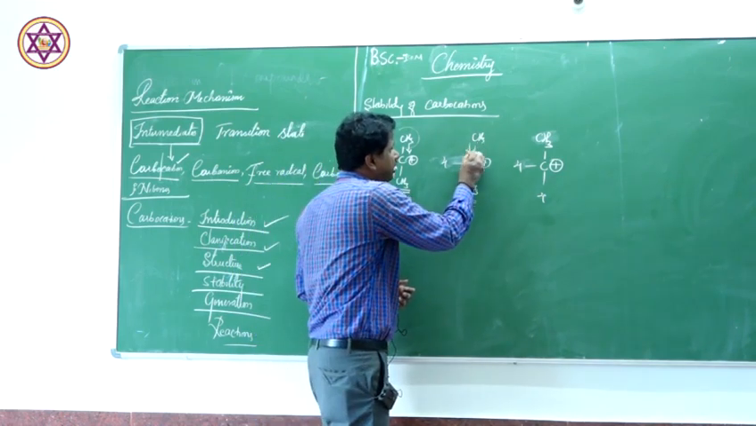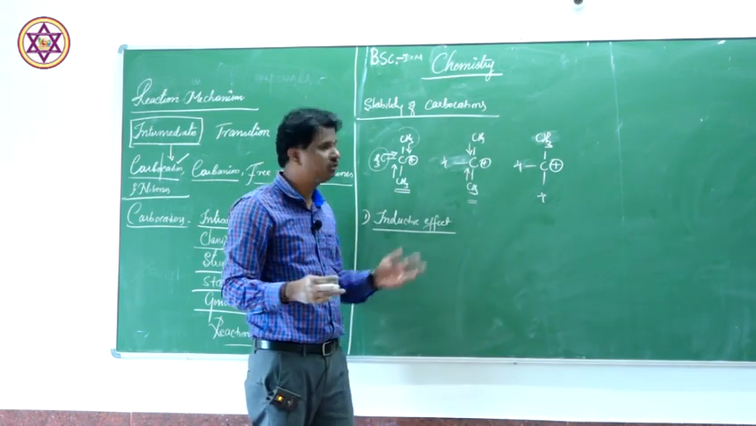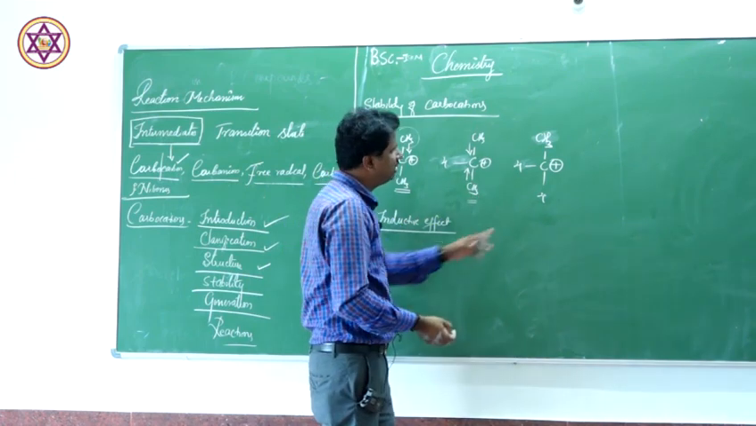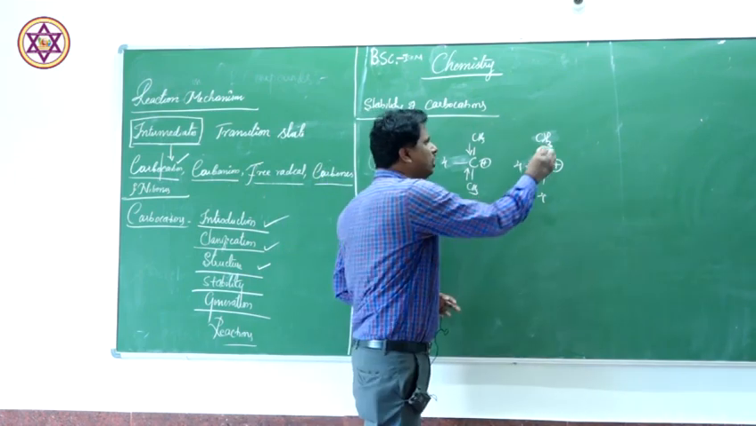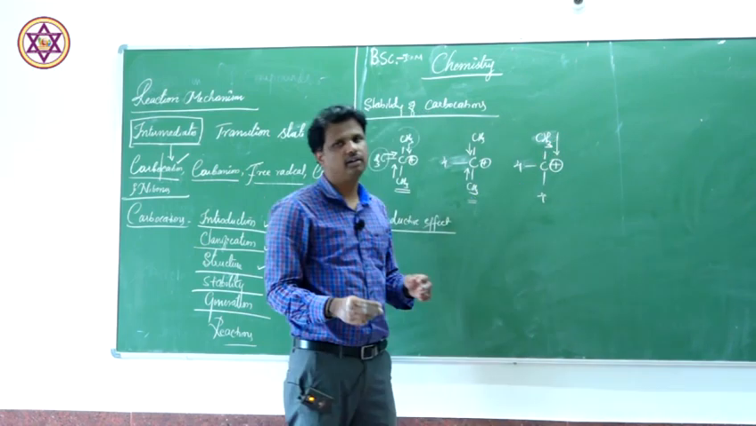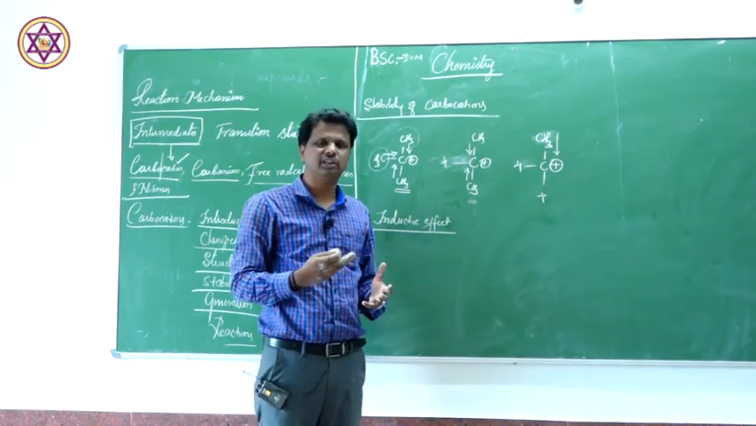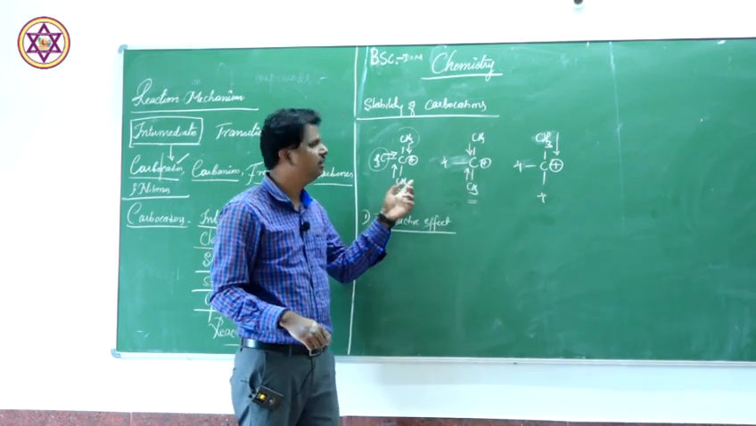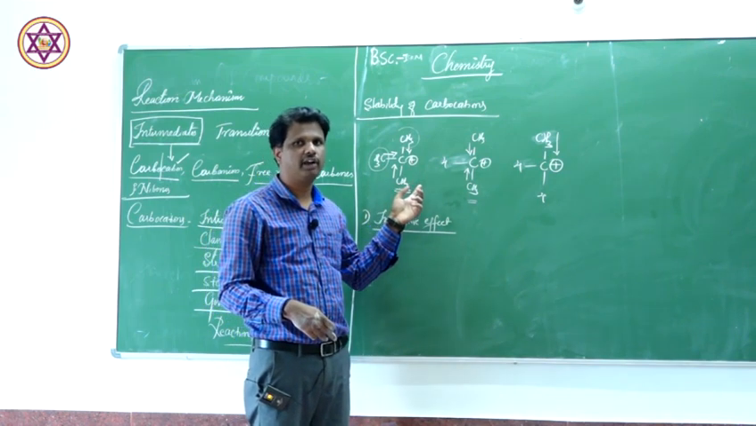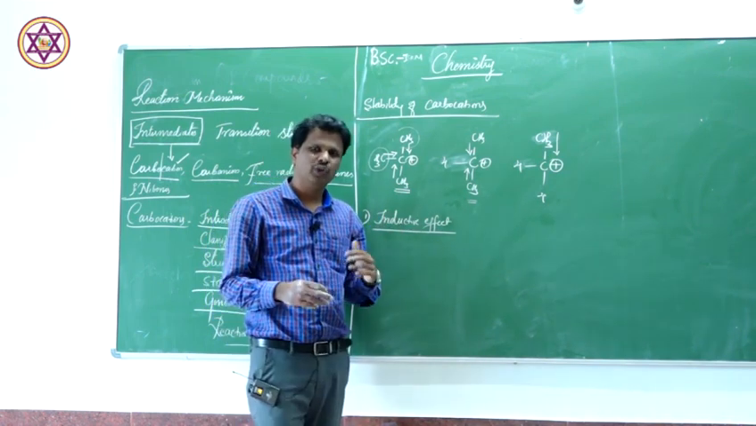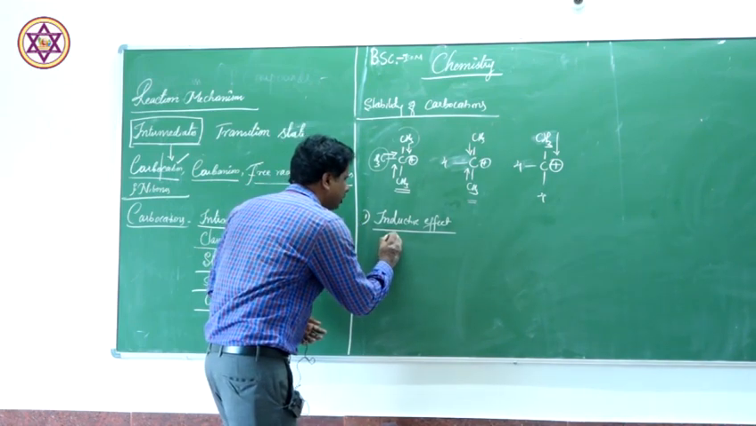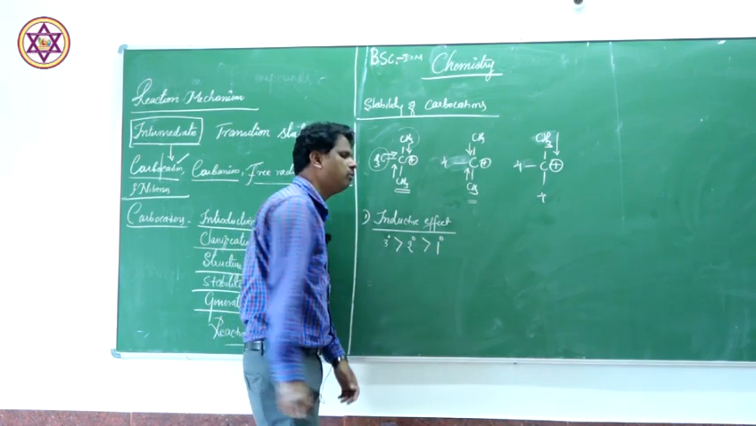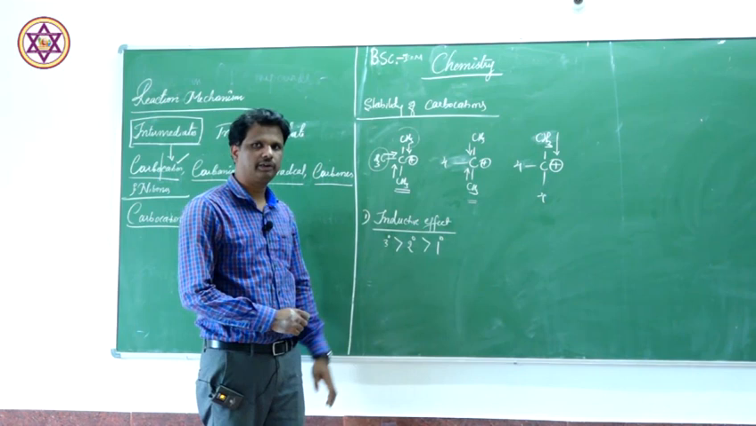That means there are only 2 possibilities, only 2 ways of donating. That means it is less stable than tertiary. But in the case of a primary carbocation, there is only 1 alkyl group here, and the extent to which it is stabilizing the carbocation is less when compared to a secondary carbocation, which is in turn less when compared to a tertiary carbocation. So based on inductive effect, we can say that tertiary carbocation is more stable than secondary carbocation, which is more stable than primary carbocation. That is about inductive effect.